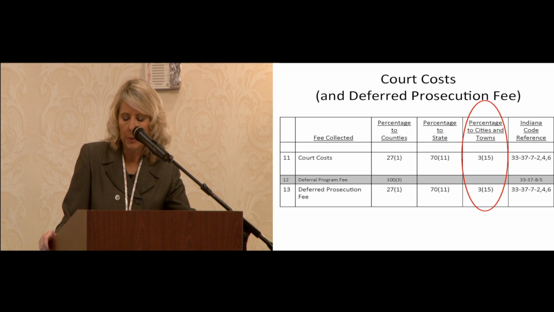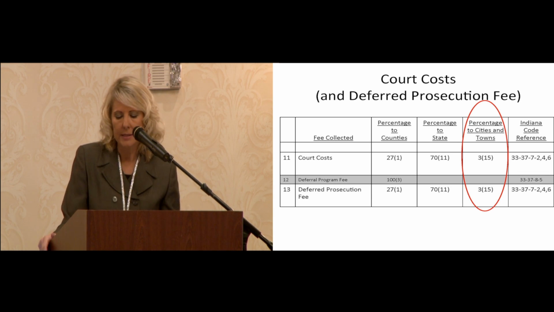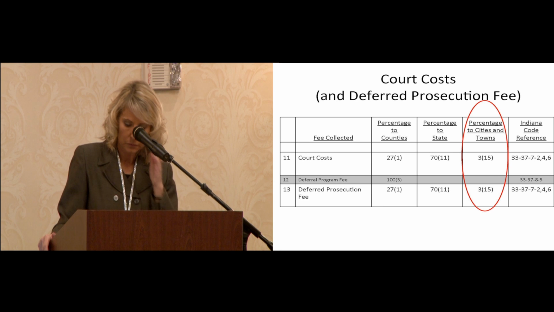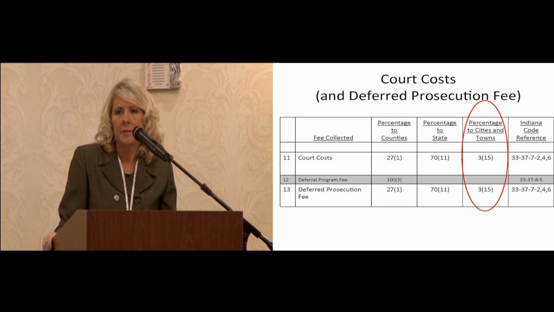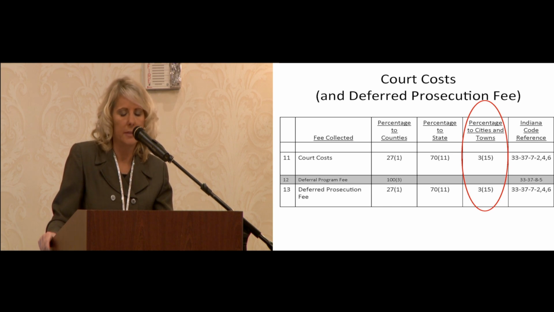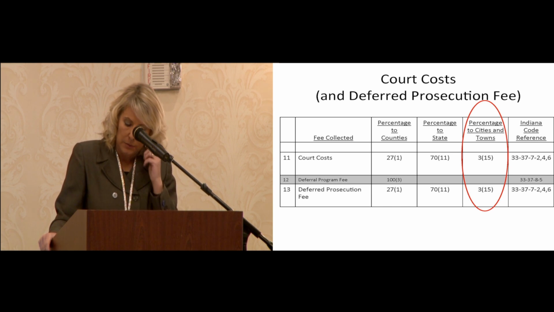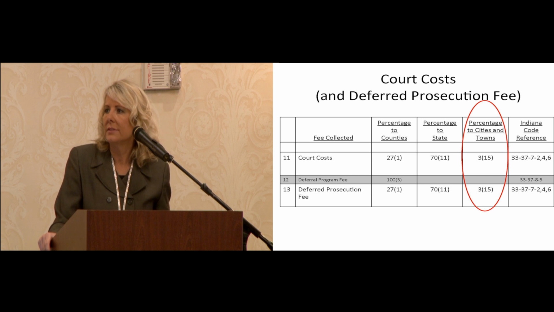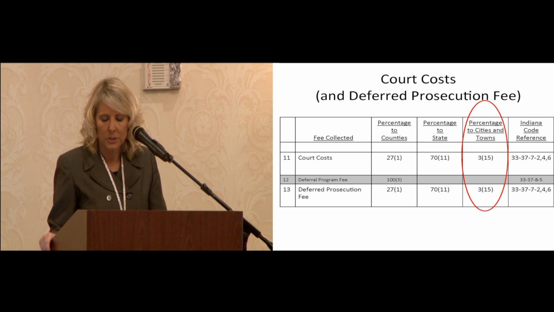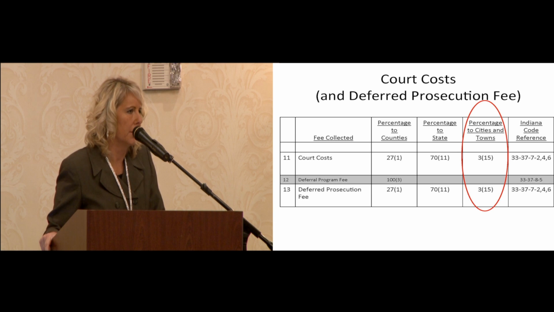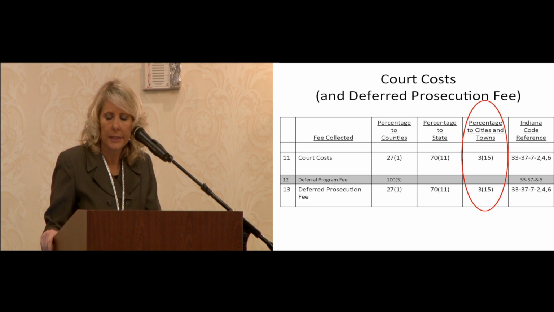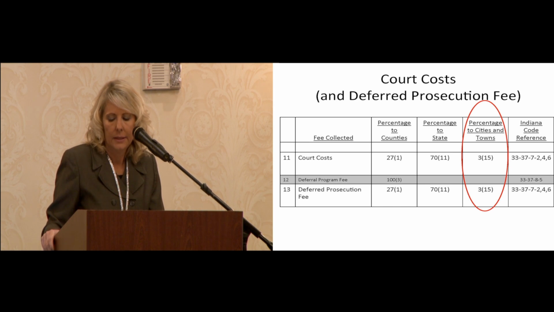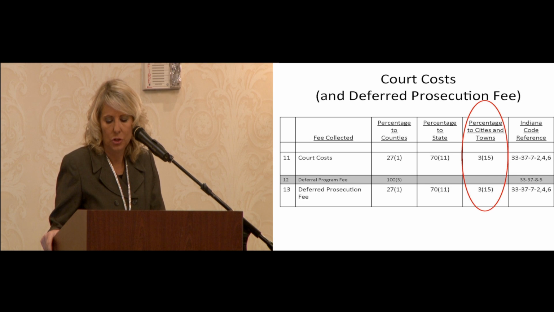If we go down, I wanted to explain a little bit about lines 11 and 13. These are what's typically called court costs, but it also does include the deferred prosecution fee, which is a statutory fee. You don't have to deal with it, but it's going to come to you and probably look just like court costs. It may all be on one line when you get it on the report of collections. It may not be. Either way, it's fine because it's treated just the same.